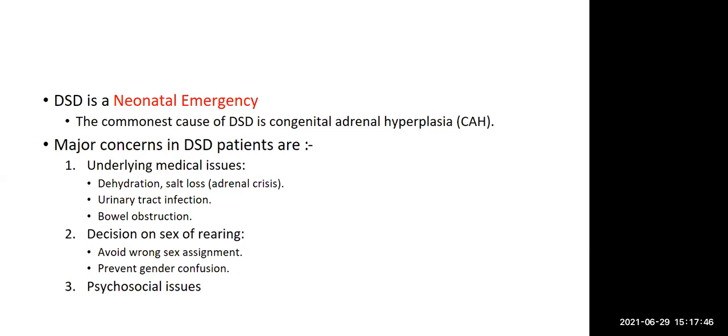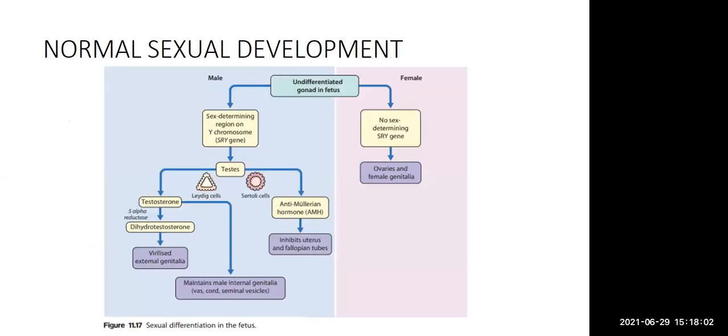And the second concern is this decision on sex rearing. We want to assign appropriate sex and gender to the child to avoid wrong sex assignment and to prevent gender confusion. And the third concern is the psychosocial issues because we want to avoid any further gender identity disorder in the later childhood or adulthood of the child.